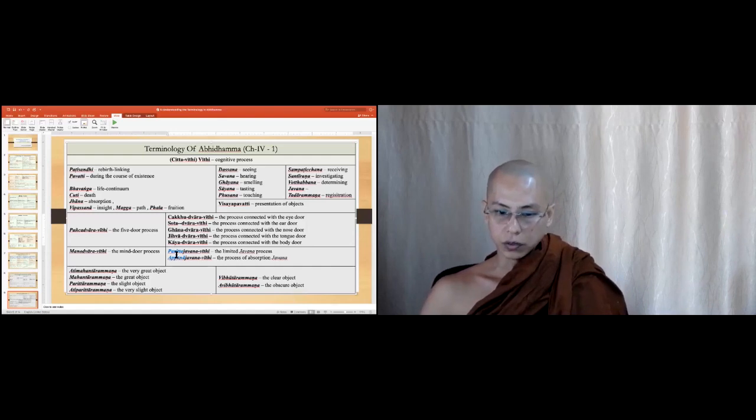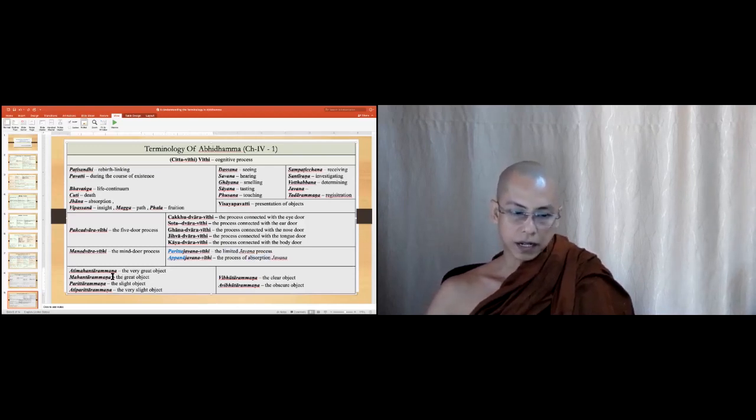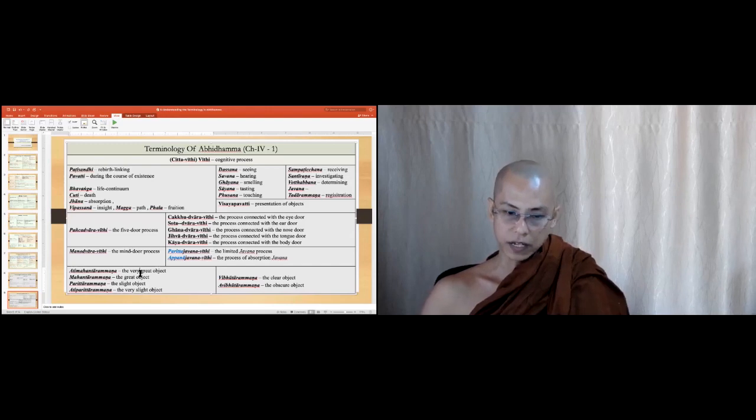varied into two: Parita Javana and Appana Javana. Parita is limited, and Appana here refers to absorption. Then Ati Mahanta Arammana, Mahanta Arammana. Mahanta is great, Ati is very. That's why Ati Mahanta is very great. So great is the second one, very great is the first one.